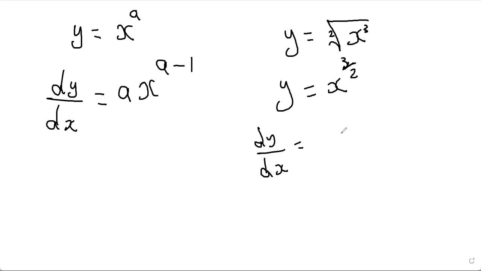And dy/dx here will be: bring the exponent down, the same rule, and take away 1 from the exponent. Now you know with fractions, this is the same as 3 over 2 minus 2 over 2, because in a common denominator, 1 becomes 2 over 2. So you get 3/2 x to the 1/2.